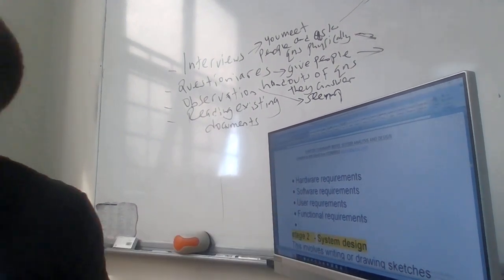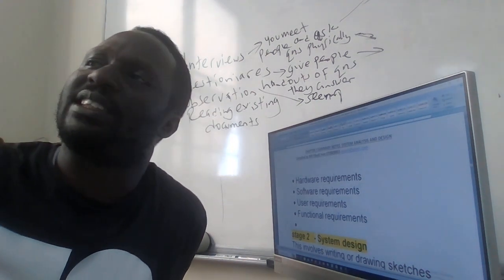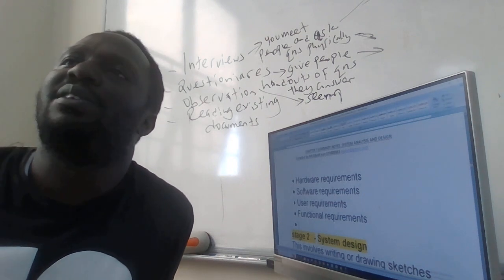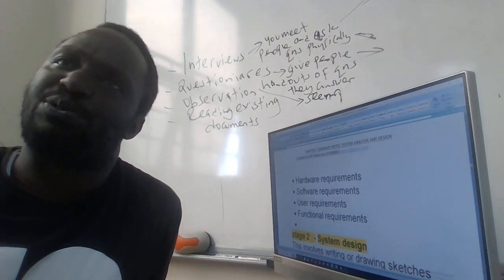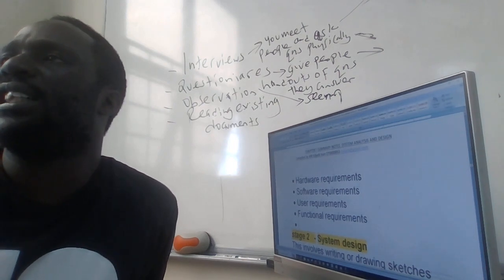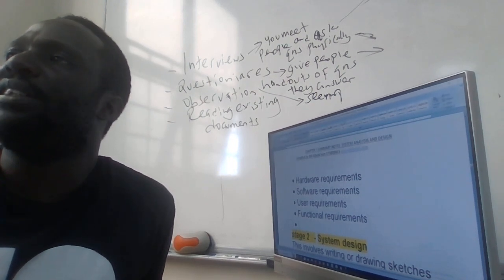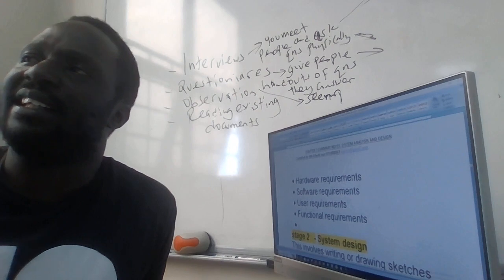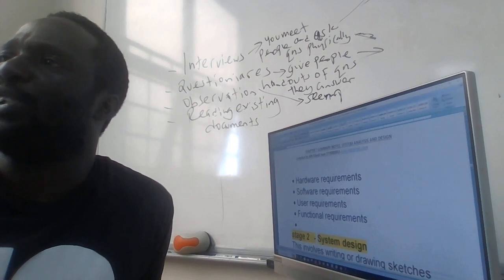Two, software requirements. Software requirements basically mean the other softwares or systems that need to be installed on the computers where the new system is going to be used.